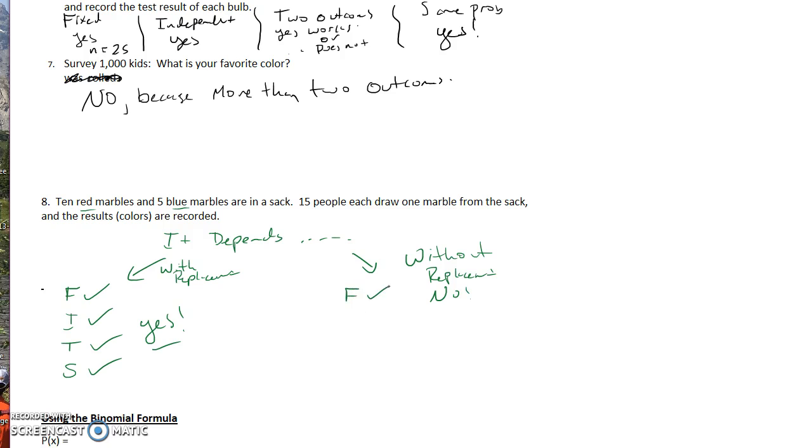And why? Fixed trials. There are still the fixed trials. Are they independent? No. So this would be an X for no. There are still 2 outcomes, red or blue, but the probability will not remain the same each time because you're taking the marbles out of it.